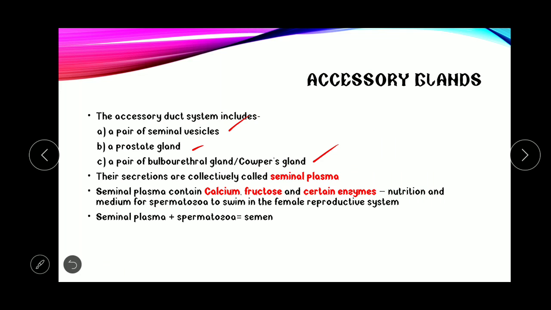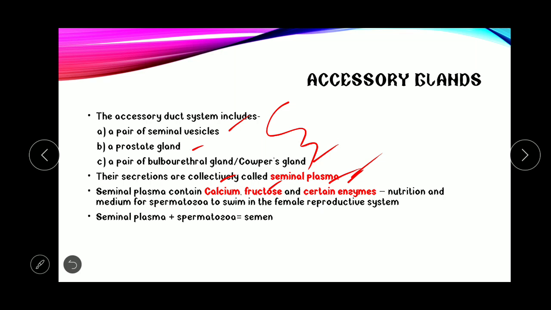Their secretions are collectively called seminal plasma. So the secretion of the accessory glands is called seminal plasma, but 70% of seminal plasma is secreted by the seminal vesicle, which is rich in fructose. During rape diagnosis, the presence of fructose is detected in the female reproductive tract, and this confirms rape. So seminal plasma contains calcium, fructose, and certain enzymes.